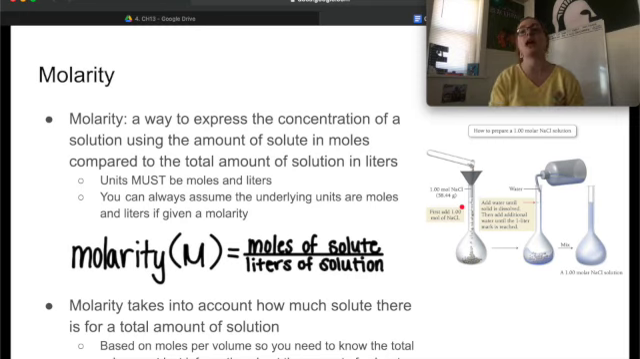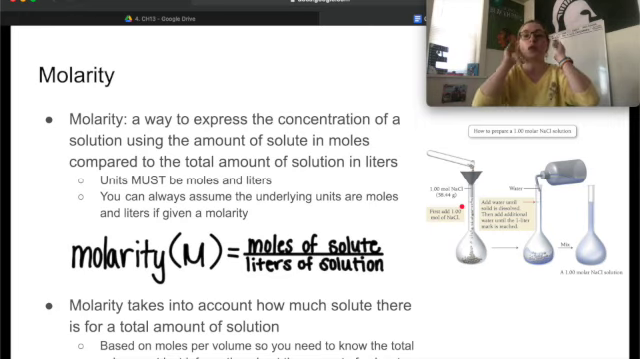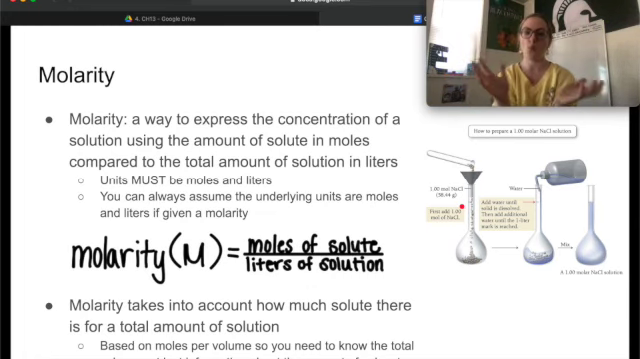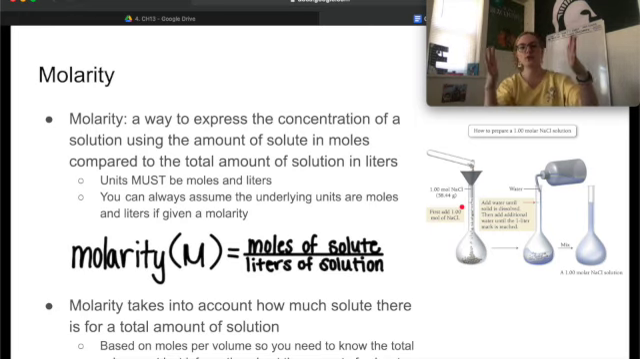So anytime you're in the lab and you want to make a solution of a certain concentration, you always add the amount of solid first, or add the amount of solute first, and then you fill the volumetric glassware up to the line that you wish with liquid. So that's generally how that's going to work. Again, I want to make it clear that it's moles of solute divided by liters of solution. So it's that whole total amount of solution, not just the amount of solvent, okay?